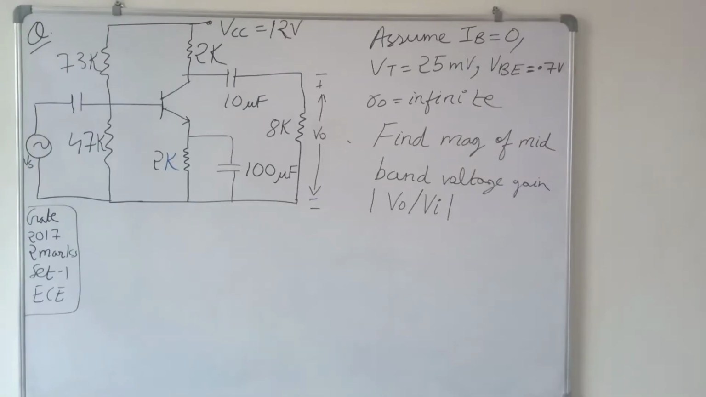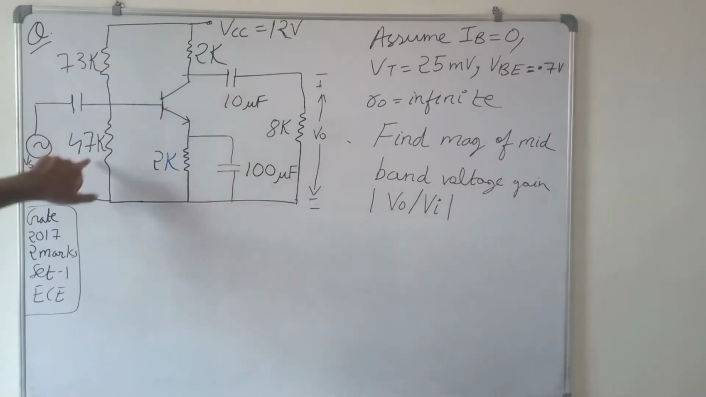So we are solving a question from GATE 2017. It was of 2 marks and it was from Set 1, electronics branch. This was exactly the same as the question from GATE 2008, which was a linked answer question. In this question, this is the common emitter amplifier which is given.